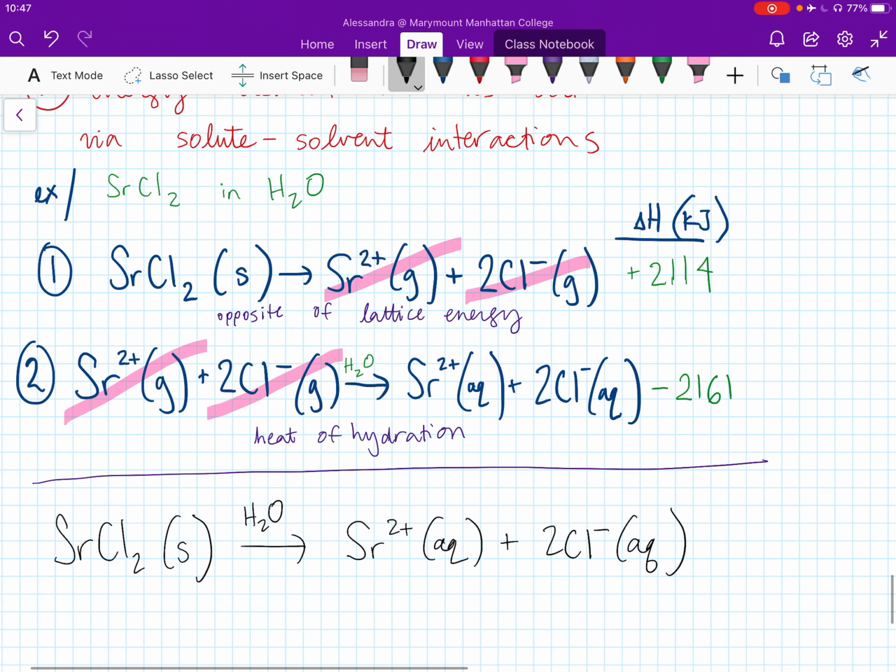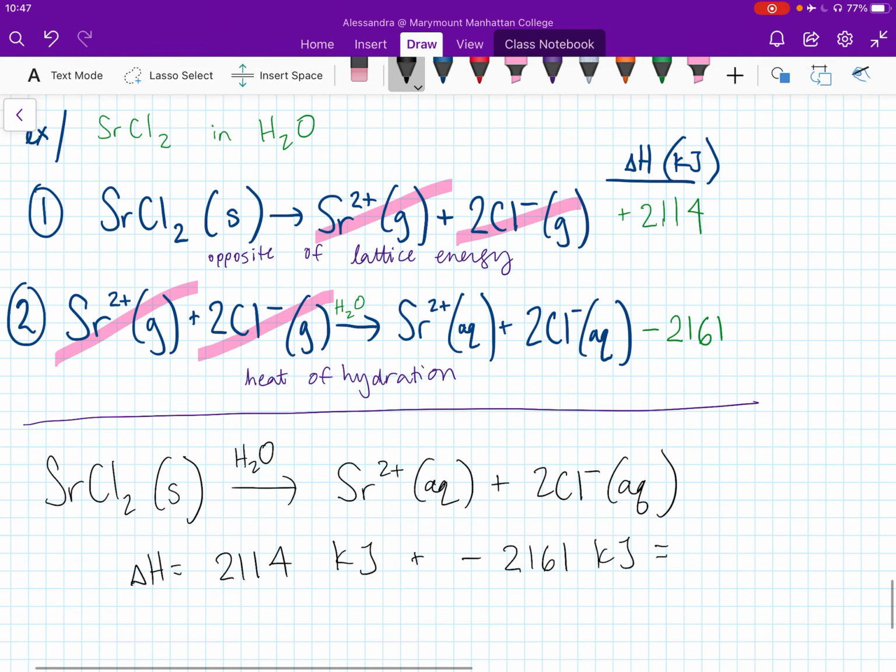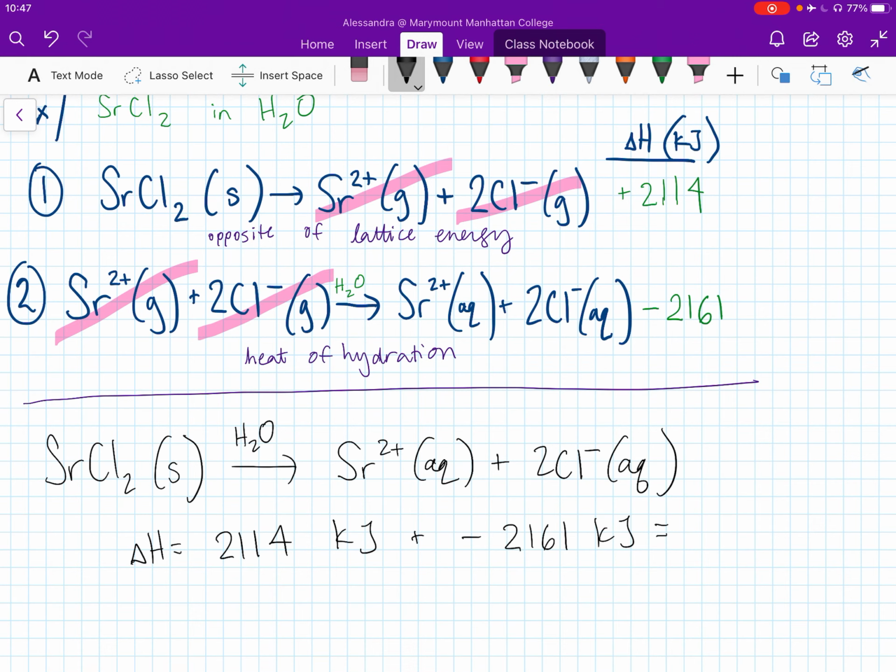To figure out the delta H, I have to add those two delta H's together: 2,114 kilojoules plus negative 2,161 kilojoules. So the delta H of this process is minus 47 kilojoules. And it just so happens that this is an exothermic process. This would be the heat that is released when strontium chloride dissolves in water. It is also known as the heat of solution.